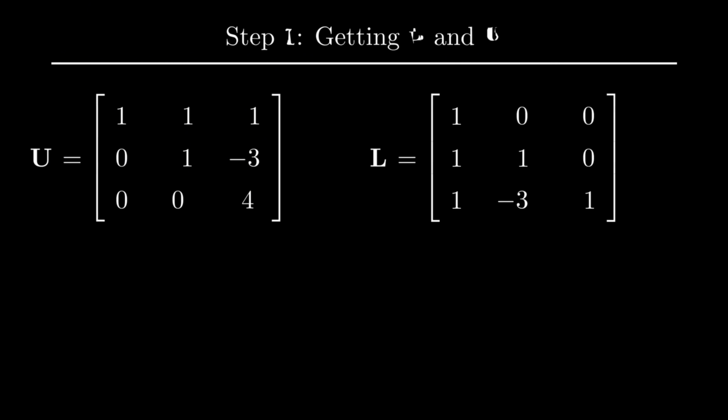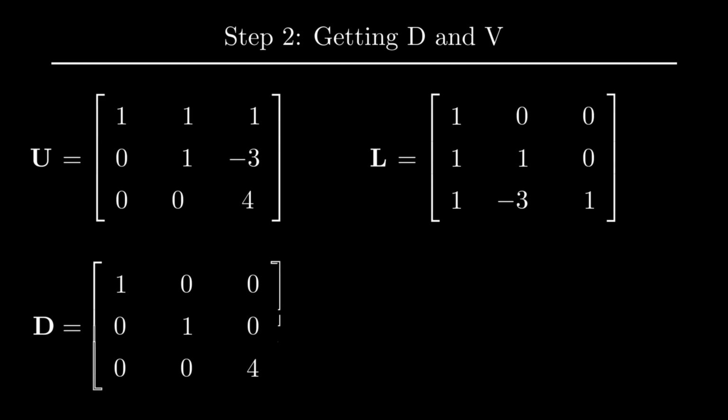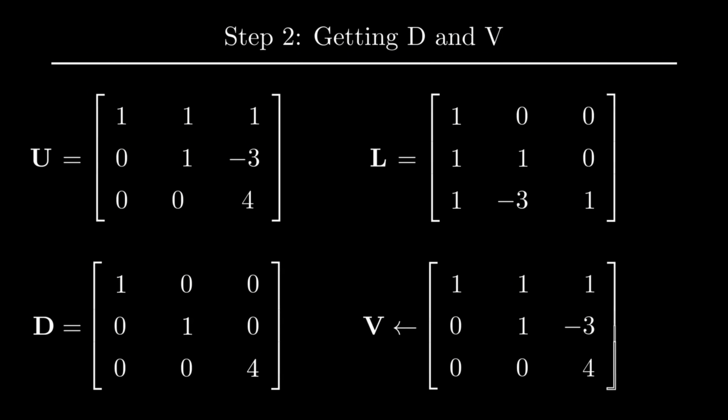Alright, now we can go ahead and find the D and the V matrix from U. The D matrix is really simple. It's just the diagonal entries of the U matrix. Notice that all the diagonal entries of the D matrix are positive. This means that A is indeed positive definite. Now we're good to proceed with the rest of our factorization.